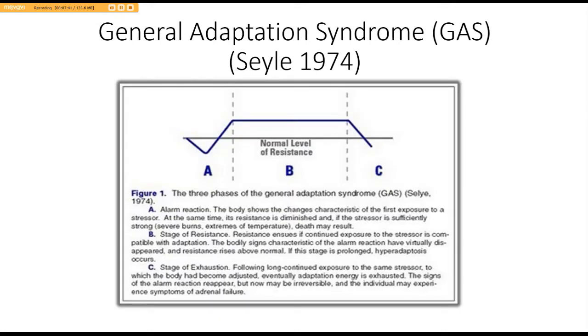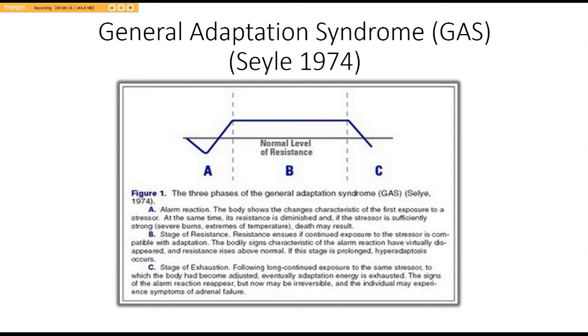Here is the General Adaptation Syndrome, or GAS, by Hans Selye, 1974. The 3 phases of the General Adaptation Syndrome you can see there. A is an alarm reaction phase, where your body tends to adjust to the training load initially, whatever it might be. B is a stage of resistance, and this is an adaptive stage. This is where adaptation tends to occur or is visible. C is an exhaustion phase, and that's where adaptation tends to drop away.